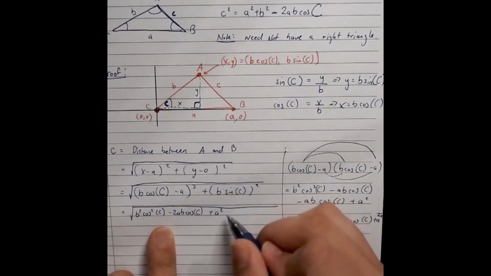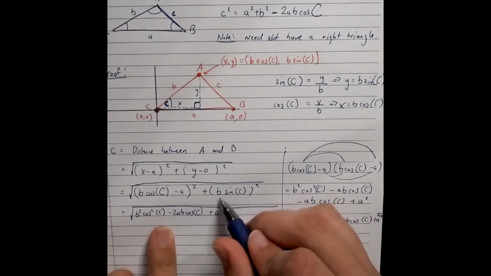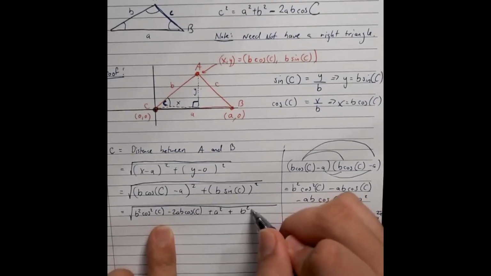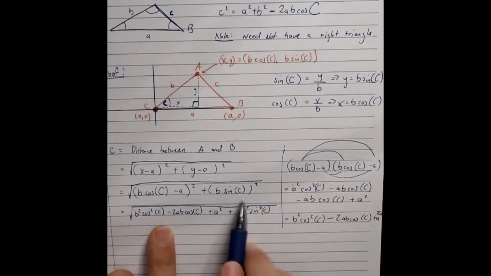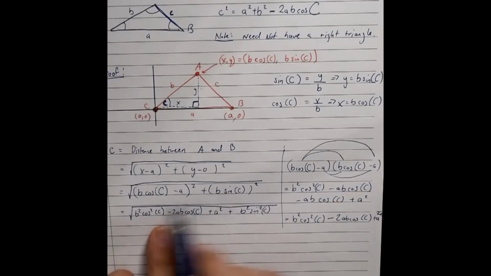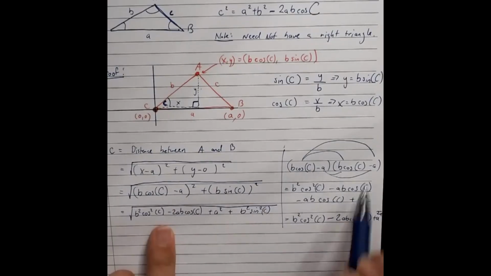When I square this one, well, then I'm just going to get B squared sine squared of C. Here, this is a single term, so I just square everything inside. Here, this is a binomial, the sum or difference of two terms. So here I can't just square each piece. I actually have to multiply it out.